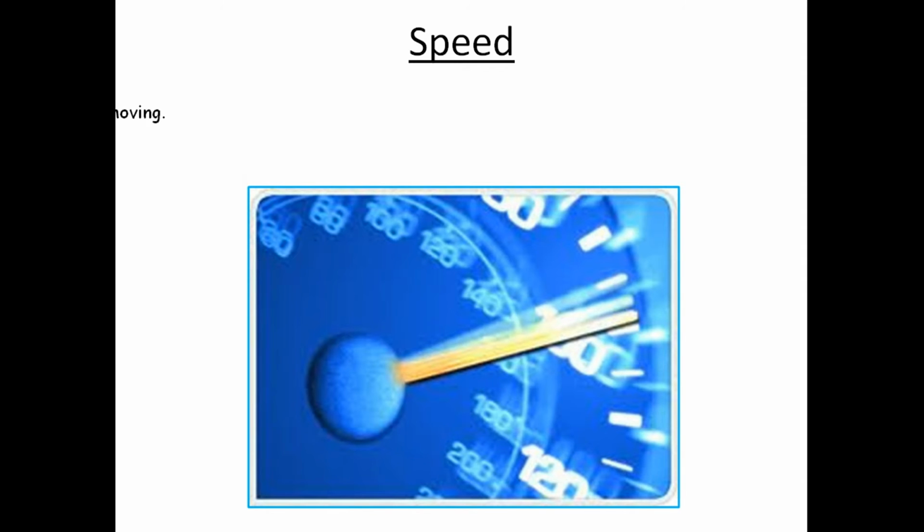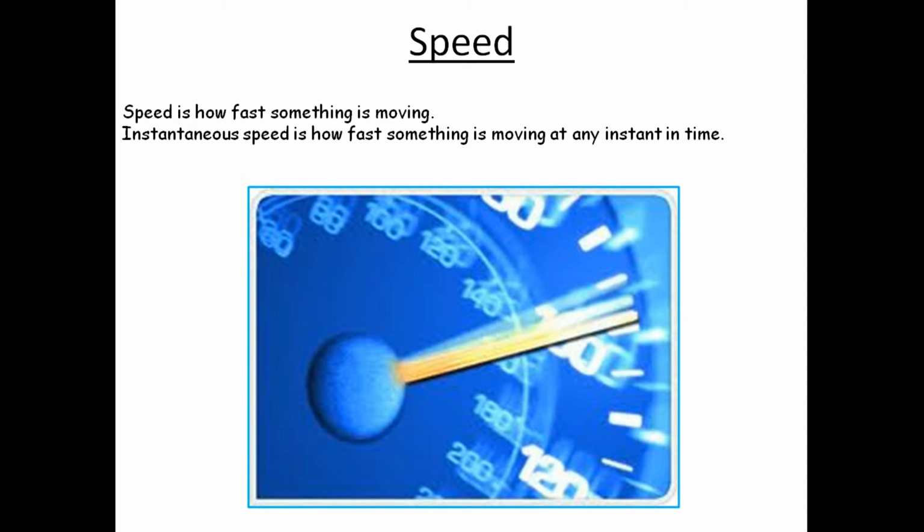Let's start off with speed. Speed is how fast something is moving. Instantaneous speed is how fast something is moving at any instant in time. If you are traveling at the same speed, you are traveling at a constant speed. We'll look at average speed.